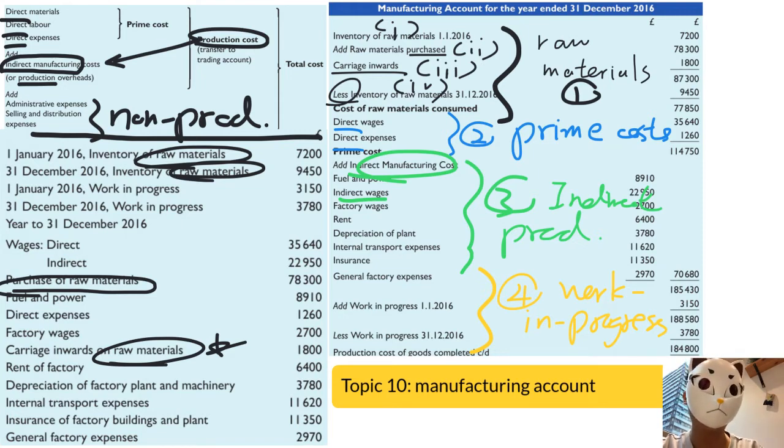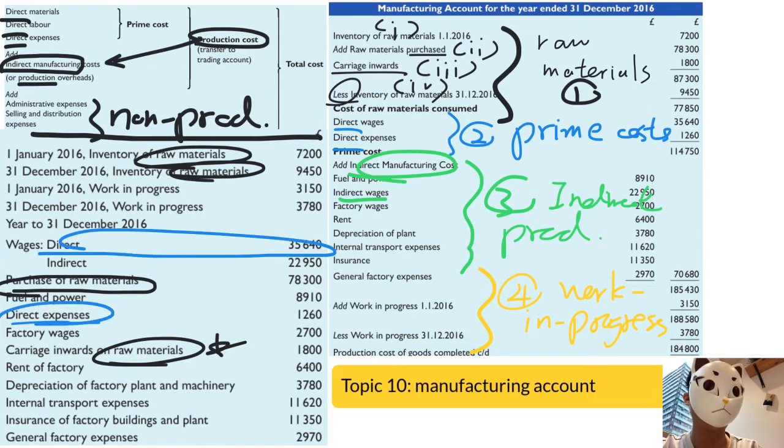The second step is to compute the prime cost. So I will find out the direct expenses, and also look for the direct wages here, direct and direct. These two, in the blue color, are for the prime cost.